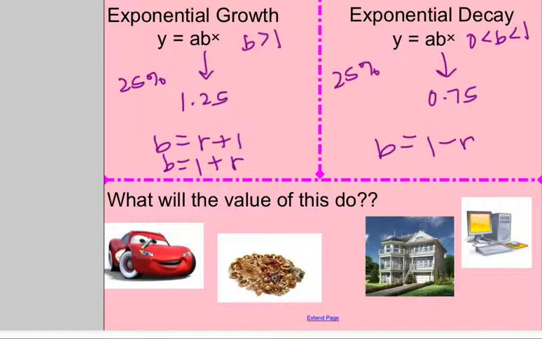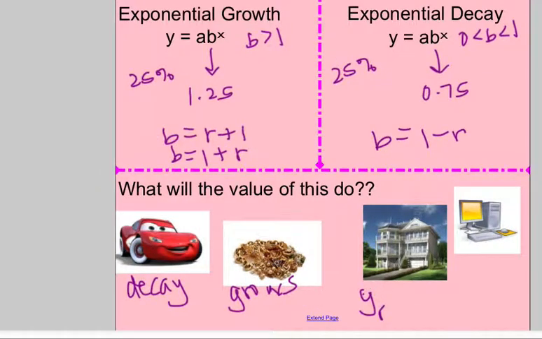Cars. What typically happens to the value of cars? Well, they decay. Okay. Gold. Typically the value of gold grows. That's why all those companies want to buy back gold, right? House values. You buy a house because it's an investment. Typically, unless the market takes a major crash like it has in the past, a house will grow in value. And then technology. Well, let's think about it. Your iPhone 6 in a few years probably will be replaced by something else. So this is a decay. Technology, they're always coming up with something newer and better. So there'll be some questions on your homework in regards to what grows and what decays.